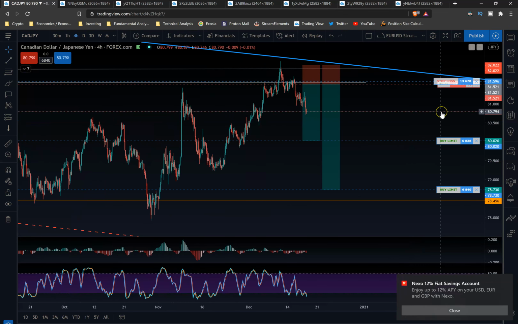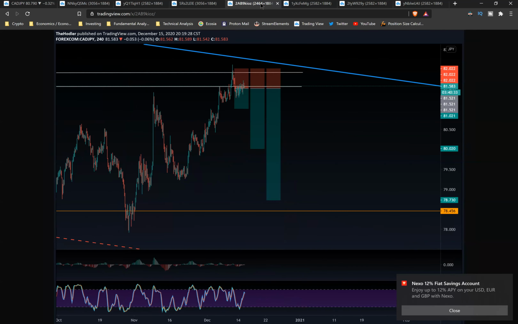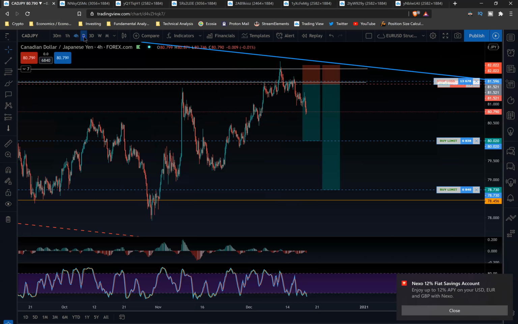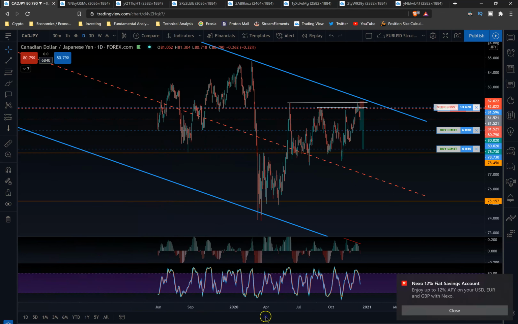All right, so this is the CAD yen, same thing. Let's see here. That's not it. CAD yen. All right, so it had 3 scale out plans. It has actually reached a top. Let me scale out. Need more data.